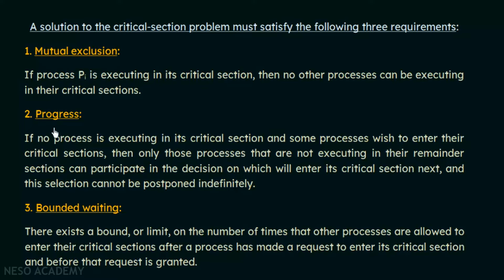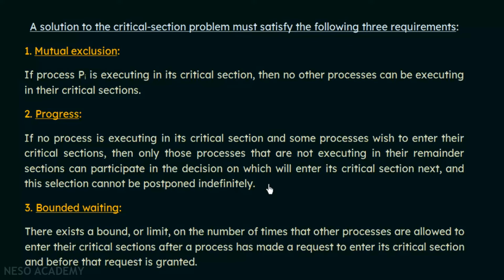And what do we mean by progress? Progress means if no process is executing in its critical section and some processes wish to enter their critical sections, then only those processes that are not executing in their remainder sections can participate in the decision on which will enter its critical section next, and this selection cannot be postponed indefinitely. So by progress, we essentially mean that when a process wants to enter its critical section, another process which is not in the critical section, or which is executing in its remainder section, should not participate in the decision making of who should enter the critical section.